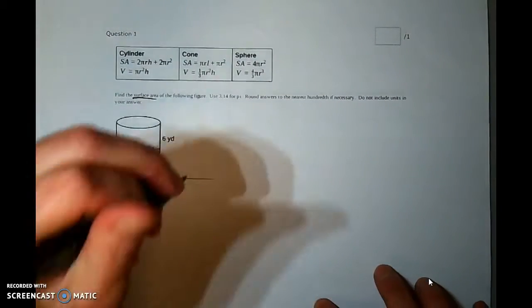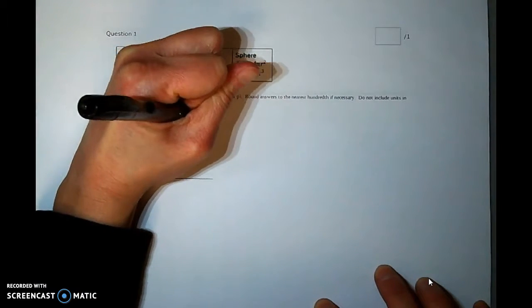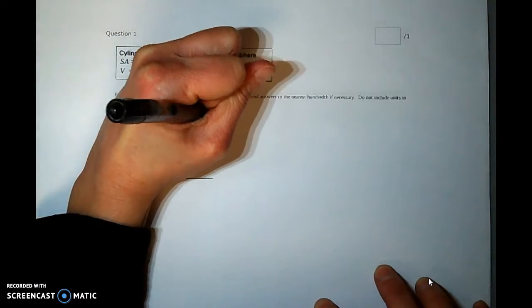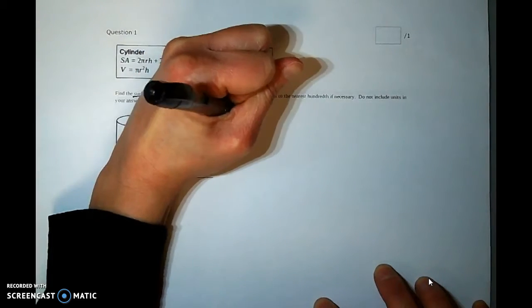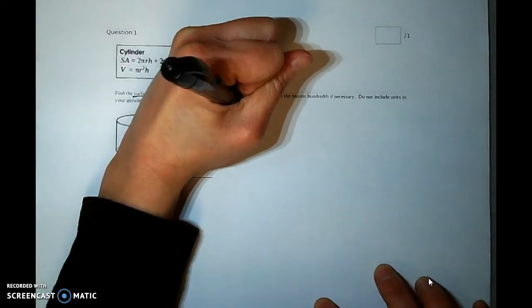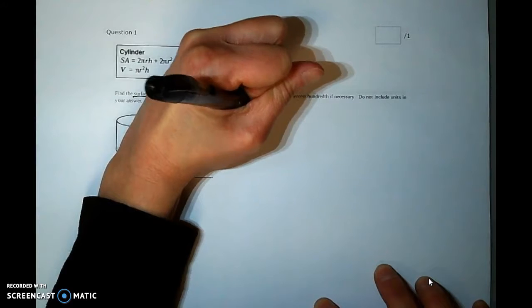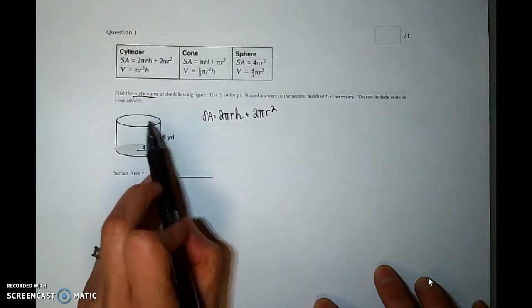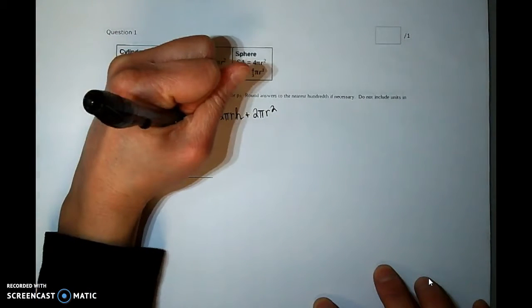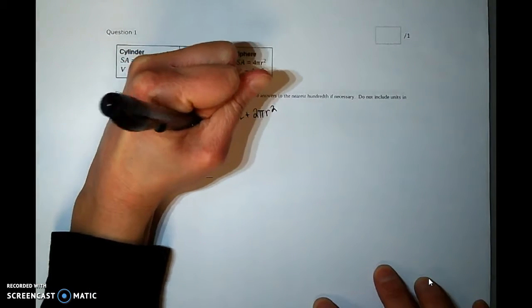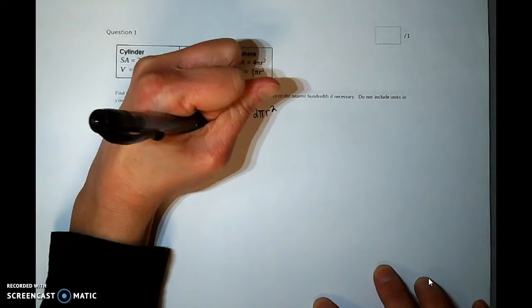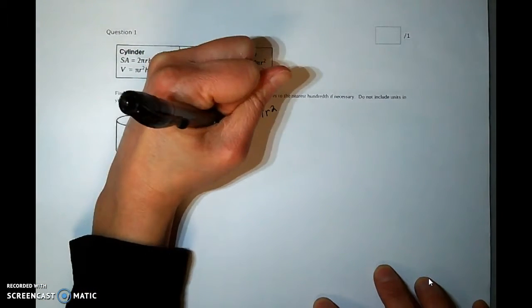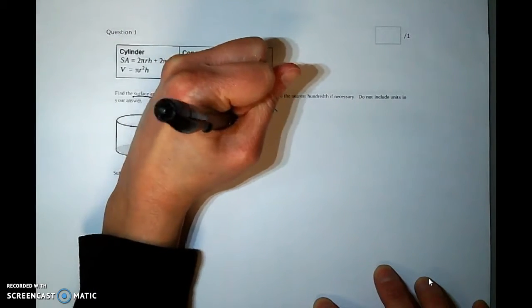So my formula for surface area of a cylinder is 2 pi r h plus 2 pi r squared. And so my first step is that I just need to plug things in where they go. I can see that my radius is 4, my height, distance between both bases, is 6. So I plug in 3.14 for pi, 4 for the radius r, and 6 for the height.